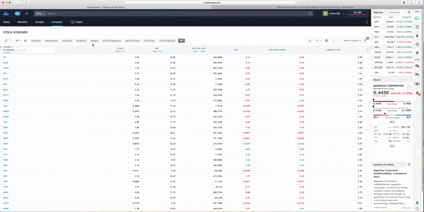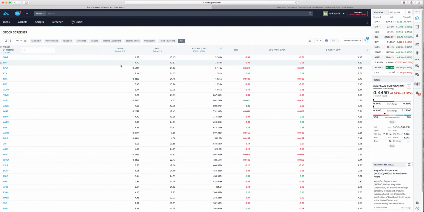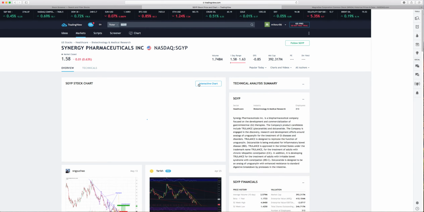So this is a screener. I will typically look at the volume first. I want to see what stocks are producing the most. As you can see, we've got 31 matches right here. It's a lot of stocks to look through. Now, this is a great way to screen for stocks, but I actually like looking at the chart.